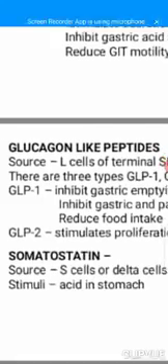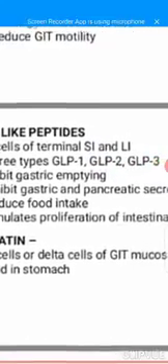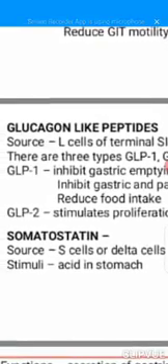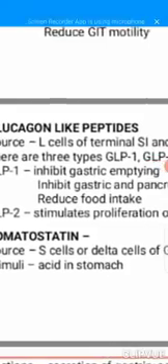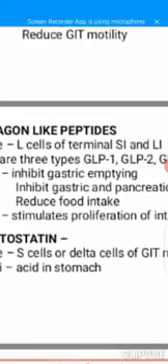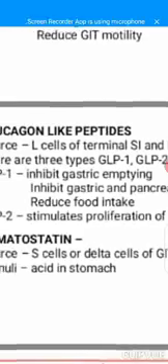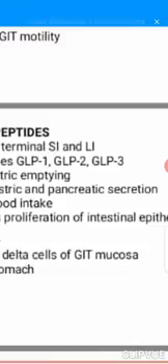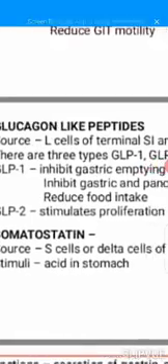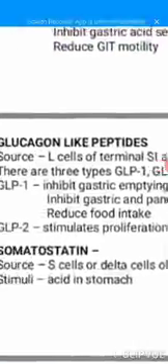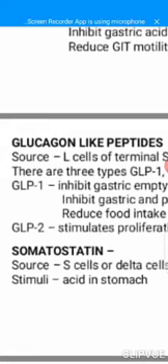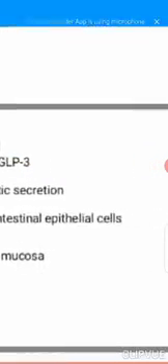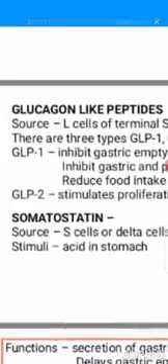Then glucagon. What is the function of glucagon? Glucagon is produced by the L cells, and their main function is also to inhibit gastric emptying. You can see that most of the secretin family inhibit gastric emptying and inhibit gastric acid production. Although this glucagon also inhibits pancreatic secretion, unlike secretin that will stimulate it, it instead stimulates proliferation of intestinal epithelial cells. Why? To prevent them from damage.